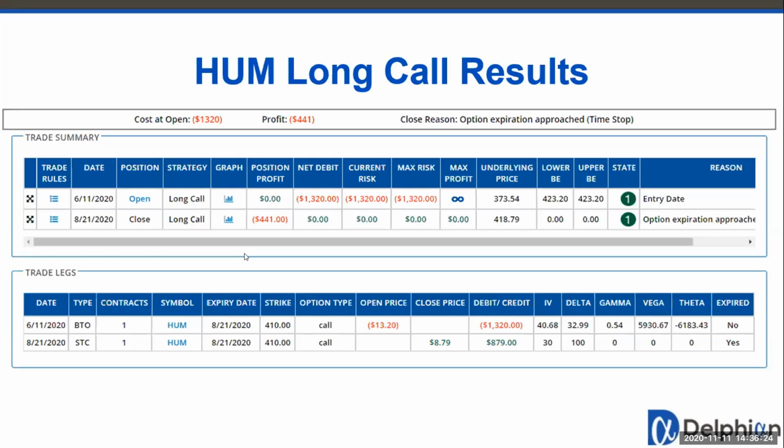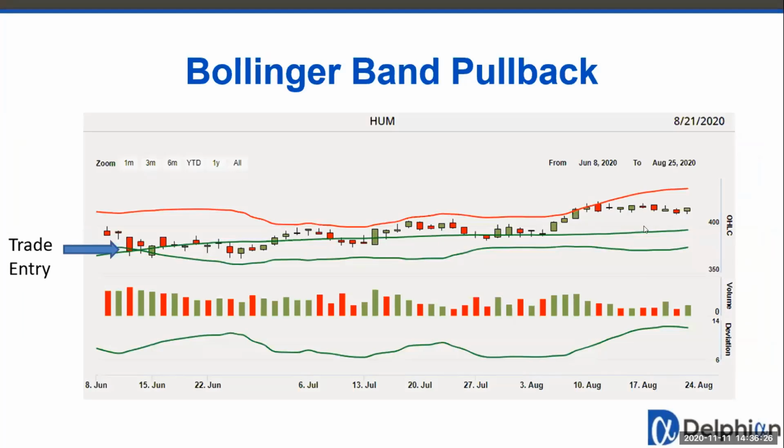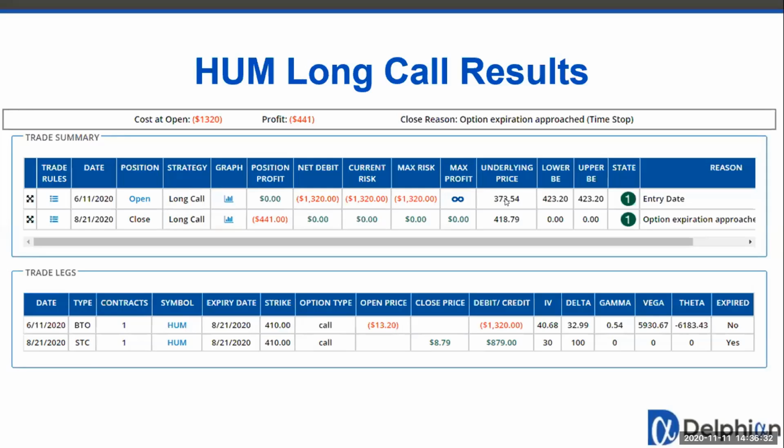So this one expired 8/21. So over here, obviously, the difference in price, you entered at 373. It goes up a bunch, $40, but it didn't go up quick enough. So that's the problem. You had a 410, so it finished in the money by 879.